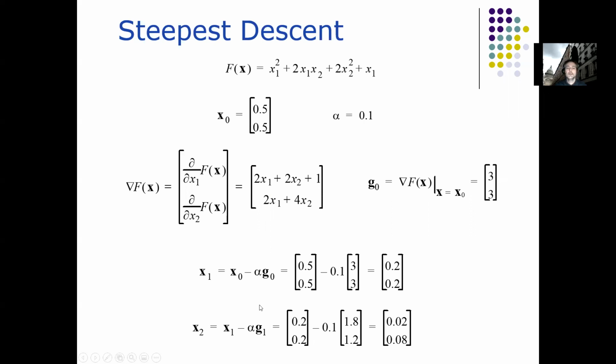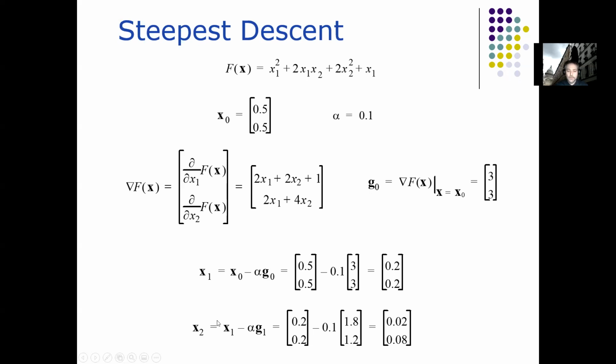Following the steepest descent, we can use this information to calculate how much the vector of the parameters is going to change. So that's the new value, which is the old value, the initial value, minus the step size times the gradient vector we just calculated. We put the values here and we calculate that the new value for x will be 0.2, 0.2. So as you can see, the values decrease. We moved from 0.5, 0.5 into 0.2, 0.2. That's the new value of the vector x.